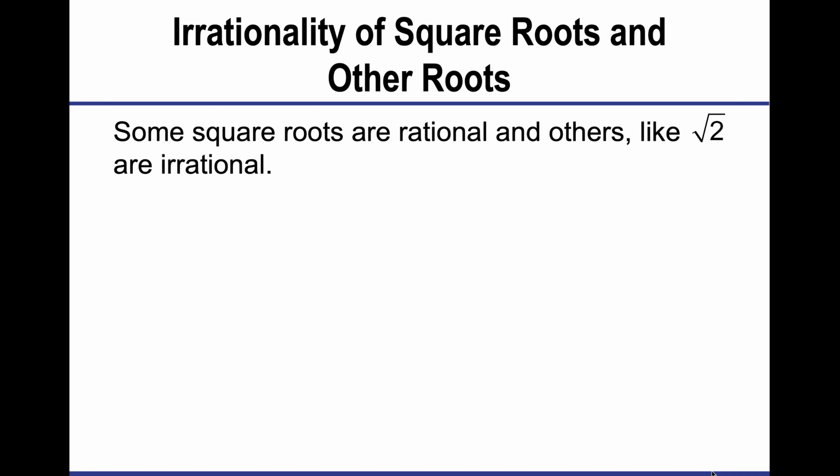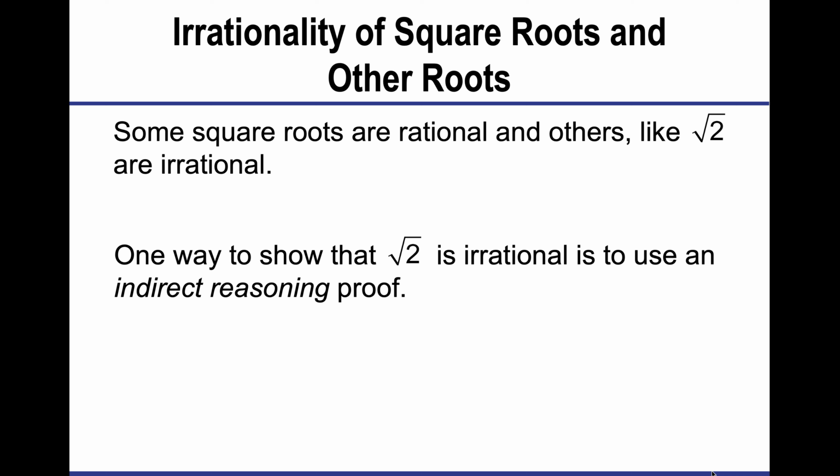So some square roots are rational and some are irrational. When I take the square root of, say, 25, that just gives me 5. 5 is a rational number. It can be expressed as a fraction. But the square root of 2 is going to be an irrational number because there's no way that I can put that actual decimal value into a fraction. So that's going to be the problem there.